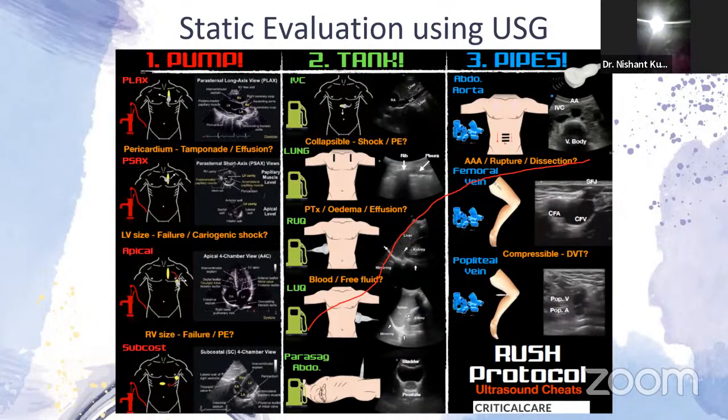So, for the pump, it might be pericardial tamponade effusion. Initially, you have to go with fluids and do a pericardiocentesis. If the left ventricular size is reduced, that is a cardiogenic shock, you might have to give inotropes. Or right ventricular size failure or PE, again fluids or specific therapy.